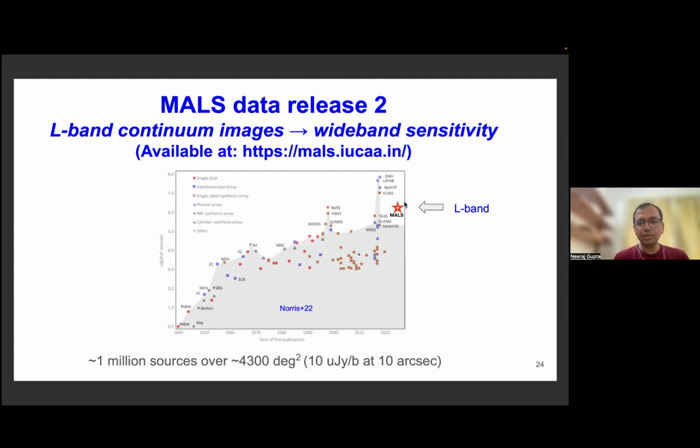So we are talking about MALS L band detecting about a million sources, and that's what our second data release was, where we used the entire wideband sensitivity. So you can see that we are getting into the regime where most of the new competitive surveys are performing. This means that we can potentially use MALS, because it covers a somewhat different parameter space, to address various astrophysical issues related to radio sources through its continuum images as well. And this may be of interest to some of you here in the audience.